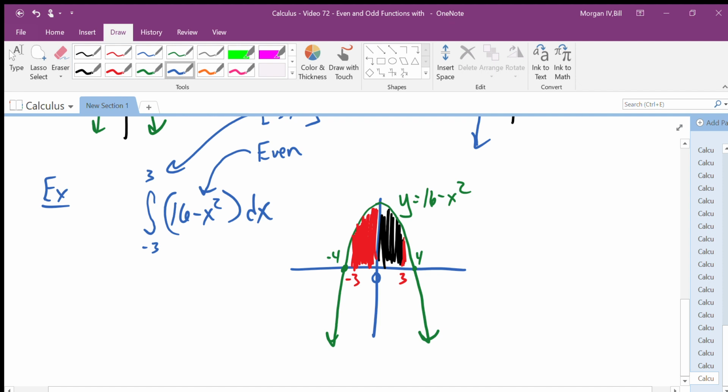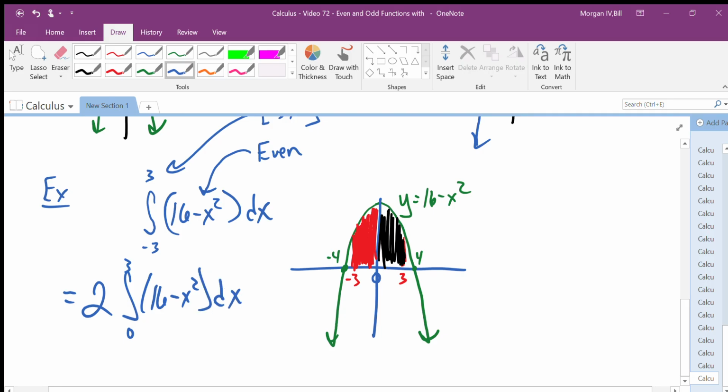Right? So we could say the bounds negative 3 to 3, the integral of 16 minus x squared dx is equal to twice the integral from 0 to 3, just the part in black there, but you're doubling it because it's the exact same area on the left-hand side, of 16 minus x squared dx.